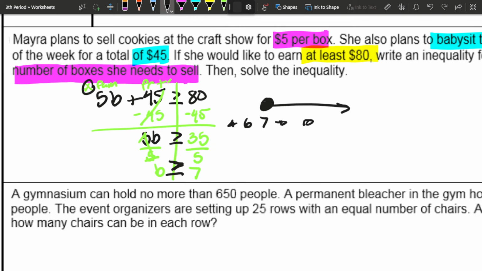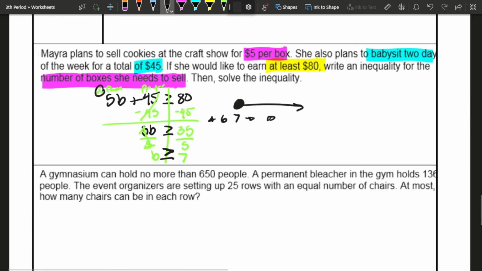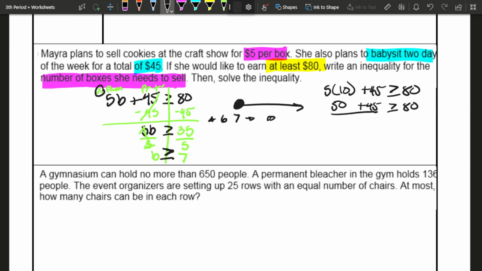So if I put, let's say, 10 back into the equation. 5 times 10 plus 45. Is that at least $80? Let's see. 5 times 10 is 50 plus 45 greater than or equal to 80. I don't know. Let's see. This is 95. Is 95 greater than or equal to 80? It is greater than. So I'm good right there. If I put 7 right here, 7 times 5 is 35 plus 45 is 80. So 80 is greater than or equal to 80.